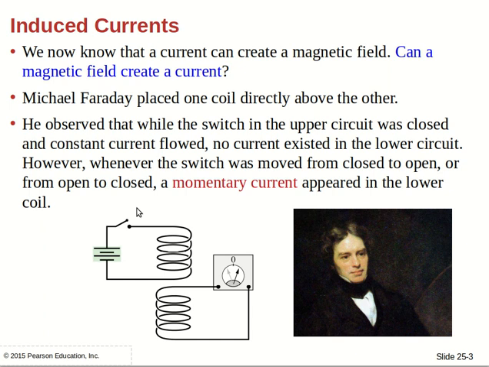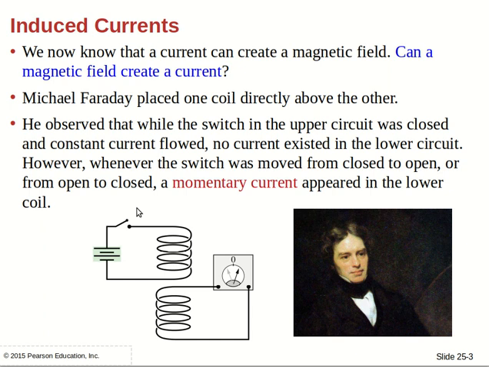Likewise, if the switch has been closed for a while and there's a constant current flowing in the upper circuit, he also found that there was no deflection on the needle in the lower circuit and therefore no current. But what he did find was that when the switch was initially closed after being open for a while, or opened after being closed for a while, there was a deflection in the needle on the current meter in the lower circuit, indicating that closing the switch or opening the switch causes a temporary current in the lower coil. But he noticed that it only existed when there was something changing in the upper coil.